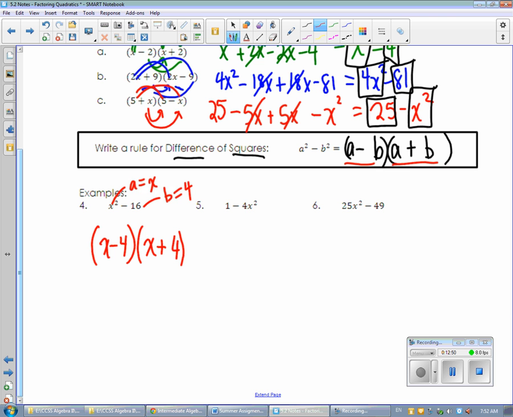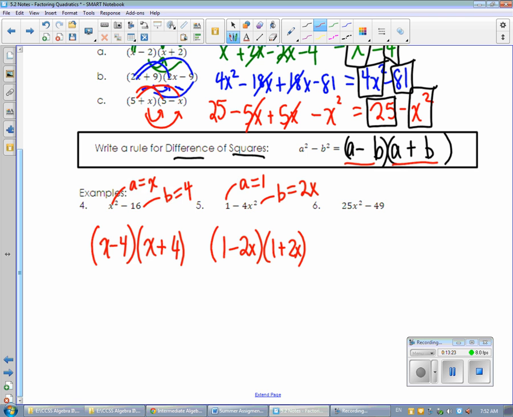If I look at number 5, again, I can see that both of those numbers are perfect squares, and I'm subtracting, so it follows this pattern. My a value in this case is going to be the square root of 1, which is 1. And my b value, notice that I'm ignoring the sign because the sign is actually part of my formula. My b value then is going to be the square root of 4x squared. So I need to take the square root of 4, which is 2, and the square root of x squared, which is just x. And so using my formula, it's just going to be 1 minus 2x times 1 plus 2x.